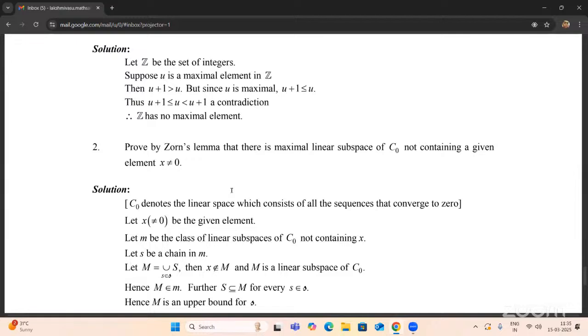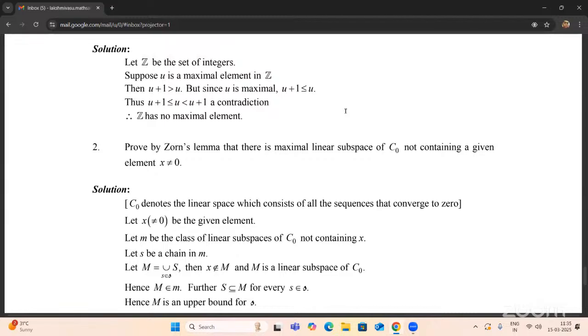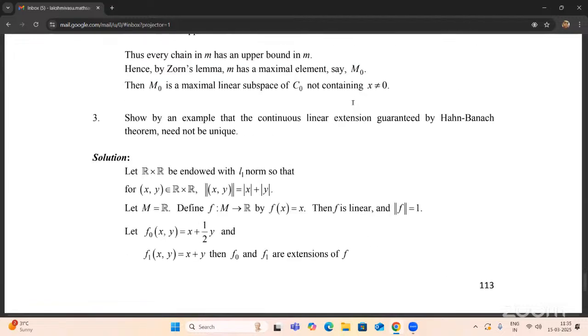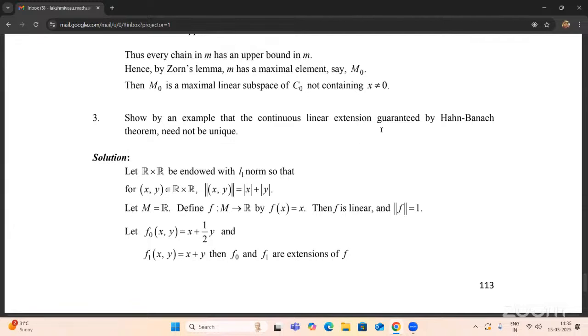Okay. By Zorn's lemma, there is a maximal linear subspace of C naught not containing a given element x naught not equal to 0. This exercise problem depends upon the Hahn-Banach theorem. See this one through Zorn's lemma. That is a simple expression. Show by an example that the continuous linear extension guaranteed by the Hahn-Banach theorem need not be unique.